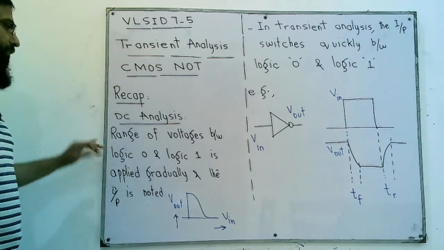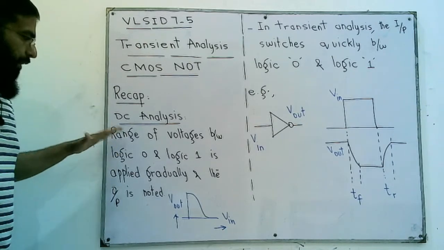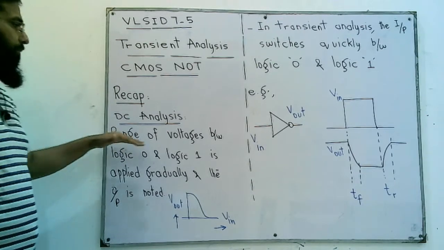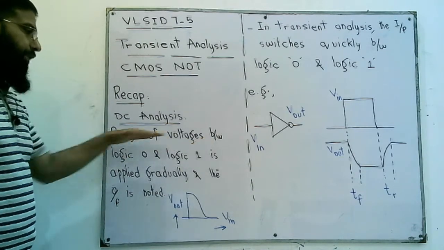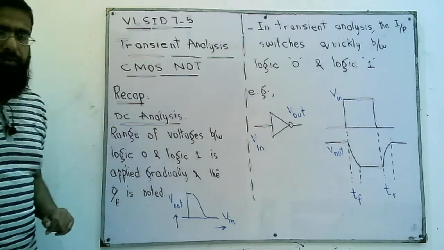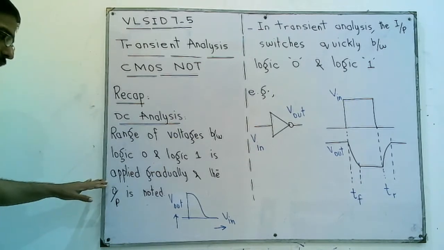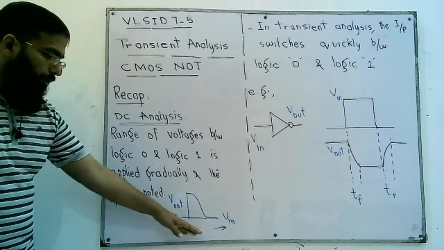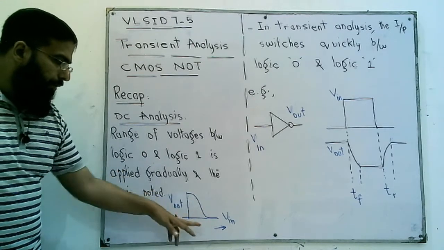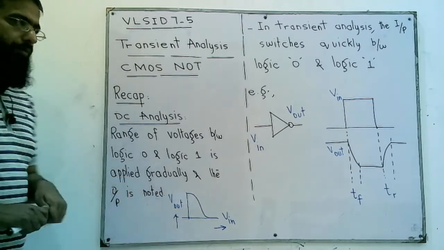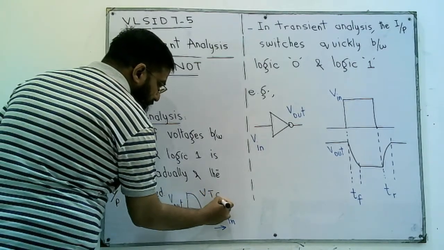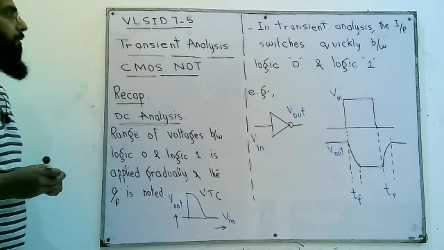So what's the difference? In DC analysis, while we perform DC analysis of a digital circuit, we apply the full range of voltages between logic 0 and logic 1 gradually, and we note the output, and finally we plot a curve between the input and the output, and we call it VTC. VTC stands for voltage transfer characteristics.